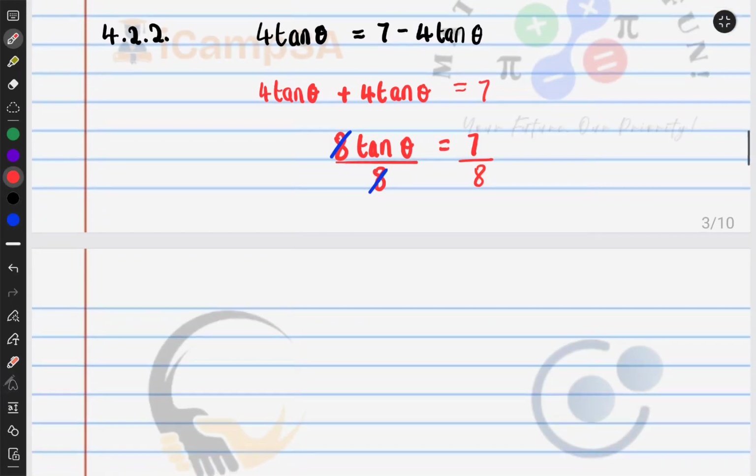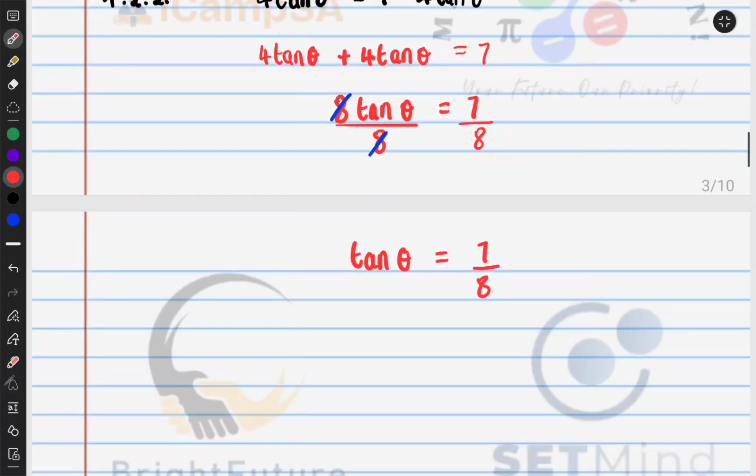This 8 will cancel that 8, and then you will be left with tan theta being equal to 7 over 8. We take tan to the other side, so we'll be left with theta is equal to tan inverse 7 over 8.